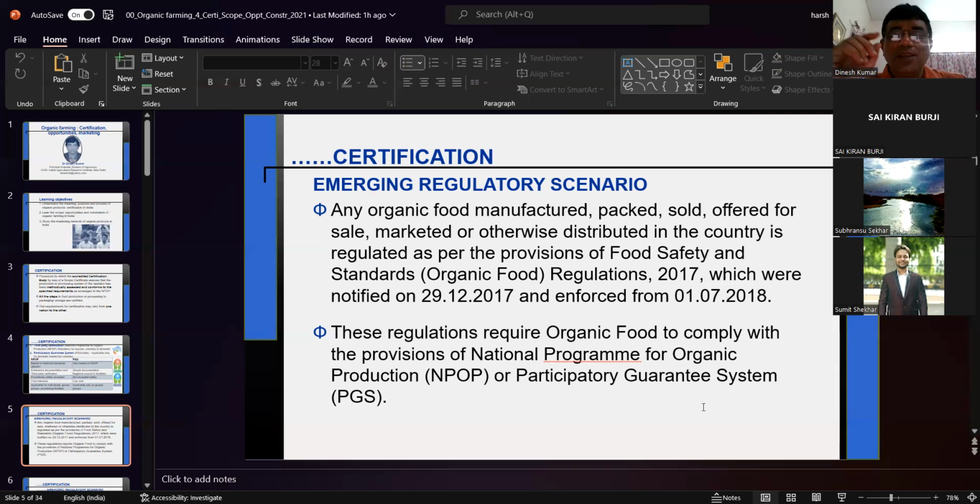However, the farmers who have less than 12 lakhs turnover per year can label or sell their product as organic product without FSSAI approval. So that is a loophole, that is a weakness in the system, because we have smallholder farmers. Those whose turnover per annum is less than 12 lakhs are exempted from this regulation.